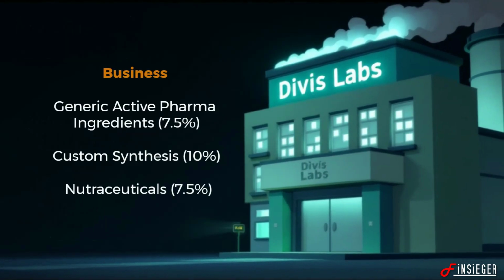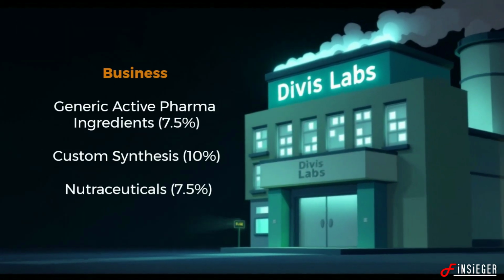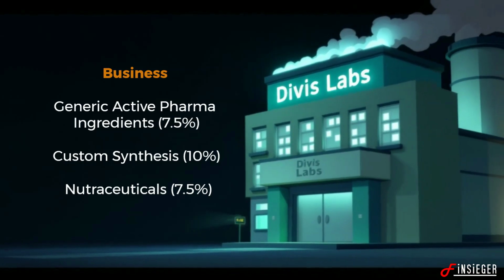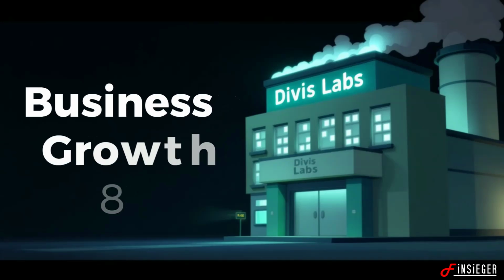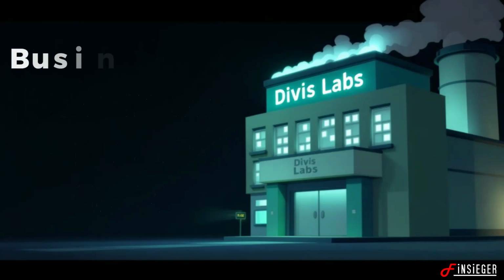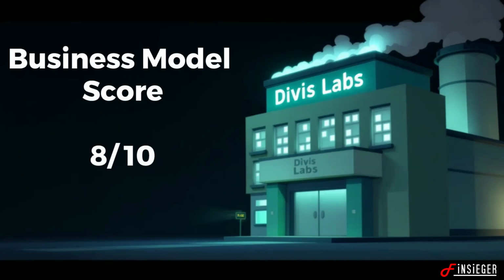Divis has revenues from these three business models. Estimated growth rates for businesses are as follows. Estimated business growth is about 8.5%. So we have a business model score of 8 out of possible 10.